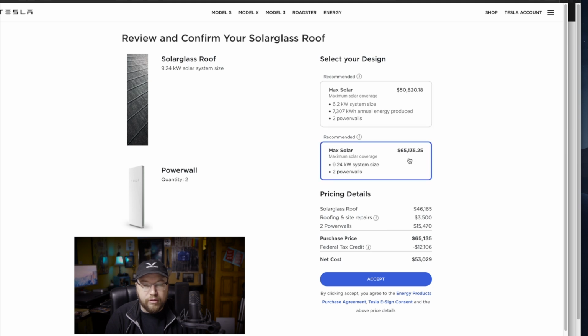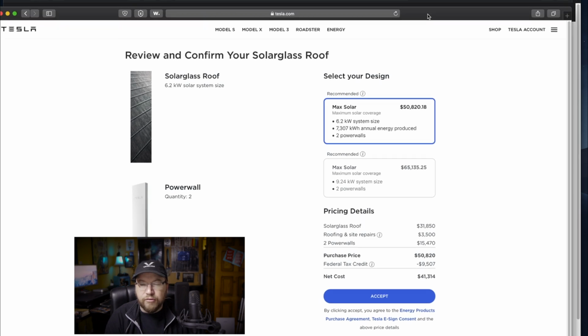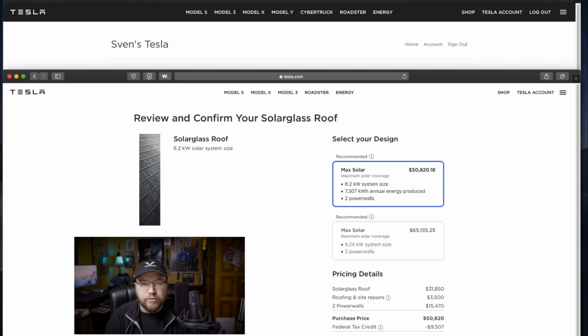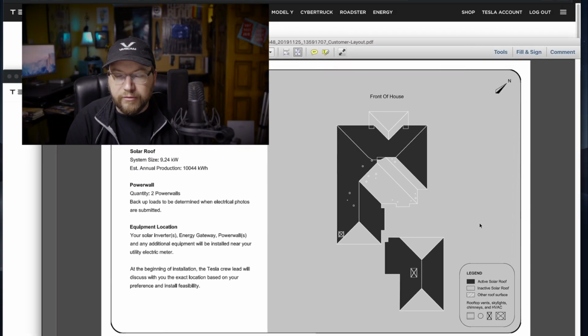This is the original quote for a 9.24 kilowatt system, and this is a smaller scale system. The reason why I went back and forth with them is simply because they included my garage in the initial quote. I'm actually planning to remodel my garage in the next couple of years. This is the original design for the $65,000 system. This is my house. This is my garage right here. This part I'm planning to remodel.